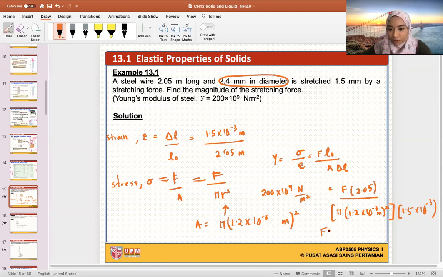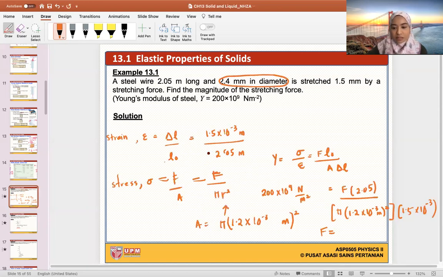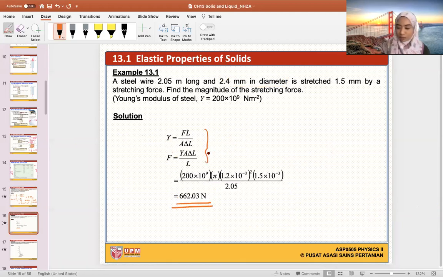Okay, so F should be, I don't know, use your calculator. You will find out that it is 662.03 Newton. Okay, so this is a quick case. But why did we go through all the long process like this? Because I wanted you to understand what is strain, what is stress, and then put it into Young's modulus. Okay, I hope that was clear.